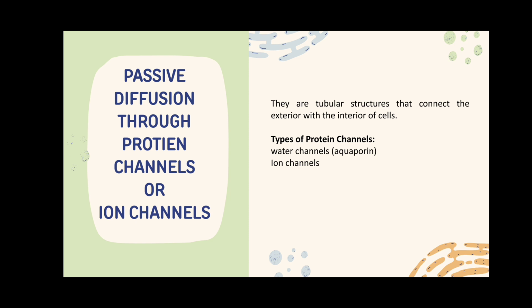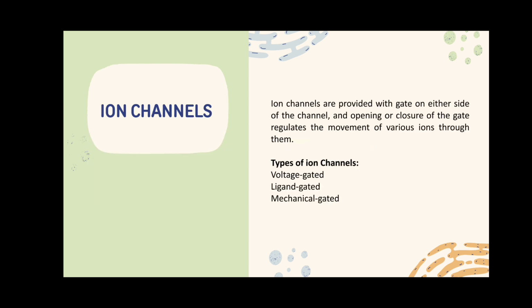Now types of protein channels, we have water channels, we also call them aquaporins, and the second one are the ion channels. Now come to the ion channels. Ion channels are provided with a gate on either side of the channel to control the movement of the molecules, and opening or closure of these gates regulates the movement of various ions through them.